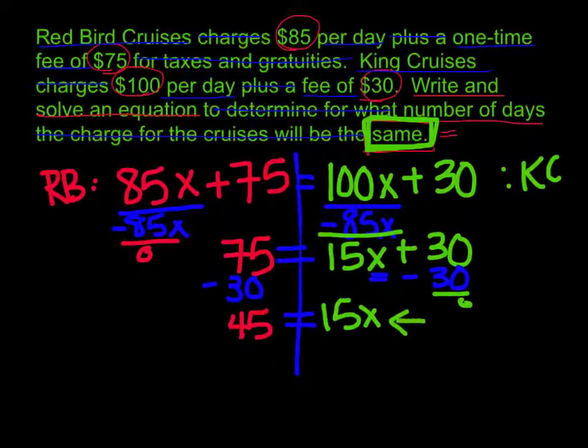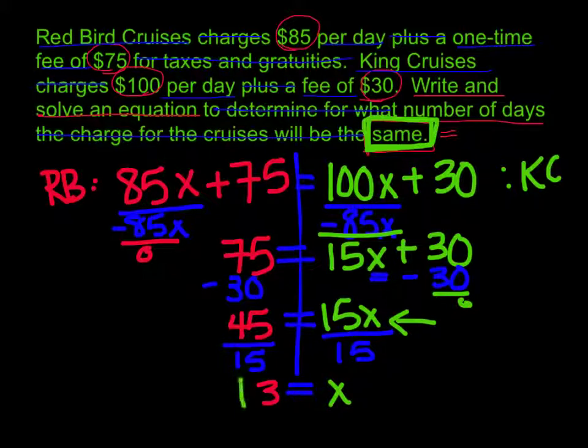Again, we need to get x all by itself. In order to undo a multiplication of 15, we can divide by 15. Divide by 15. So 45 divided by 15 is 3, equal to x.